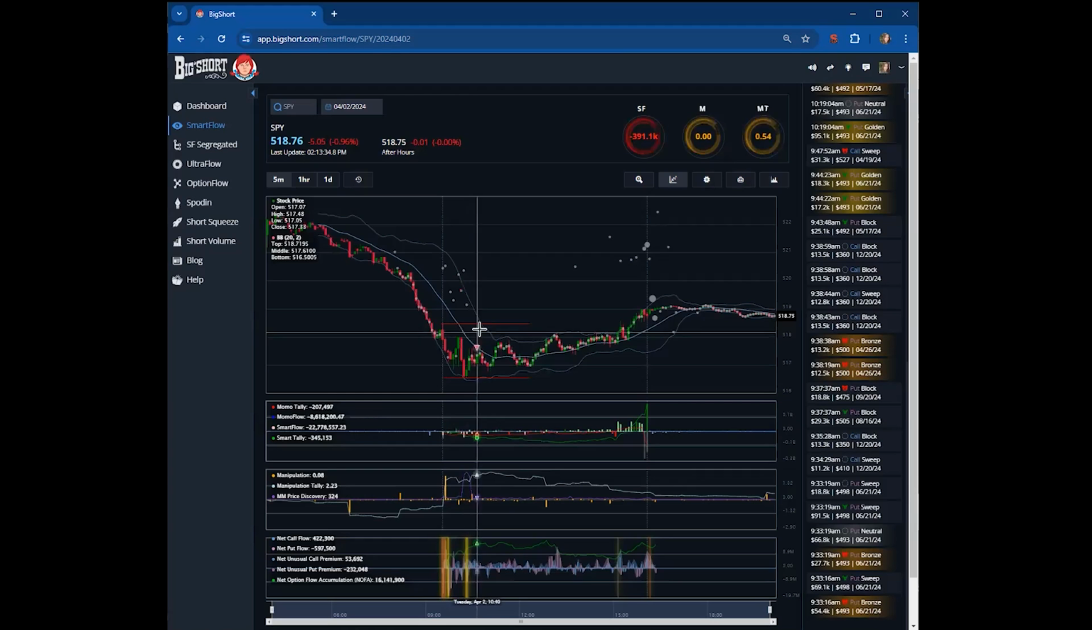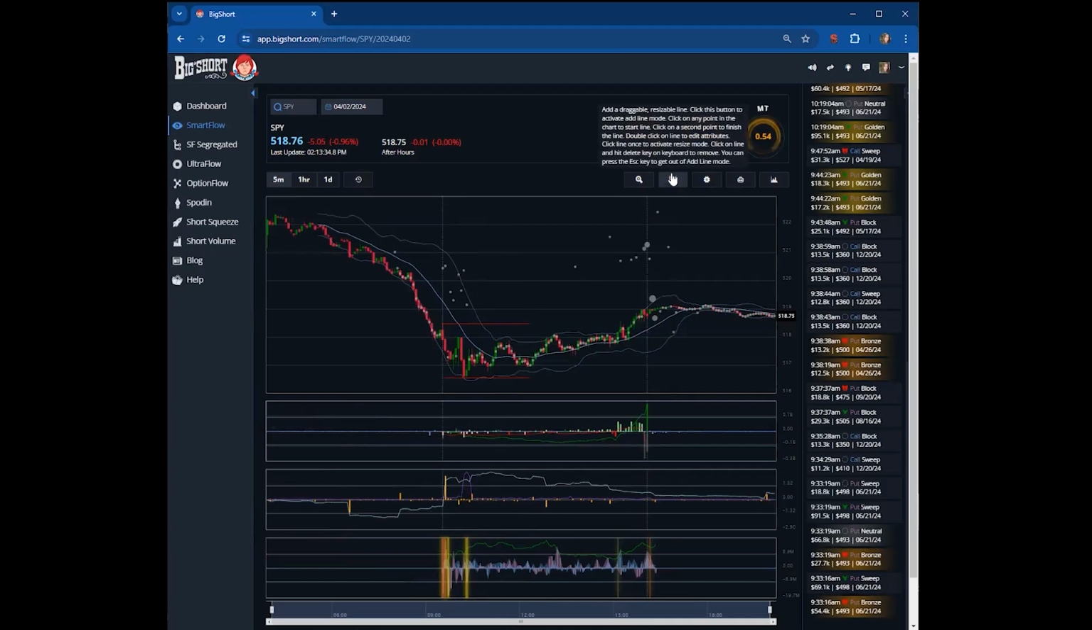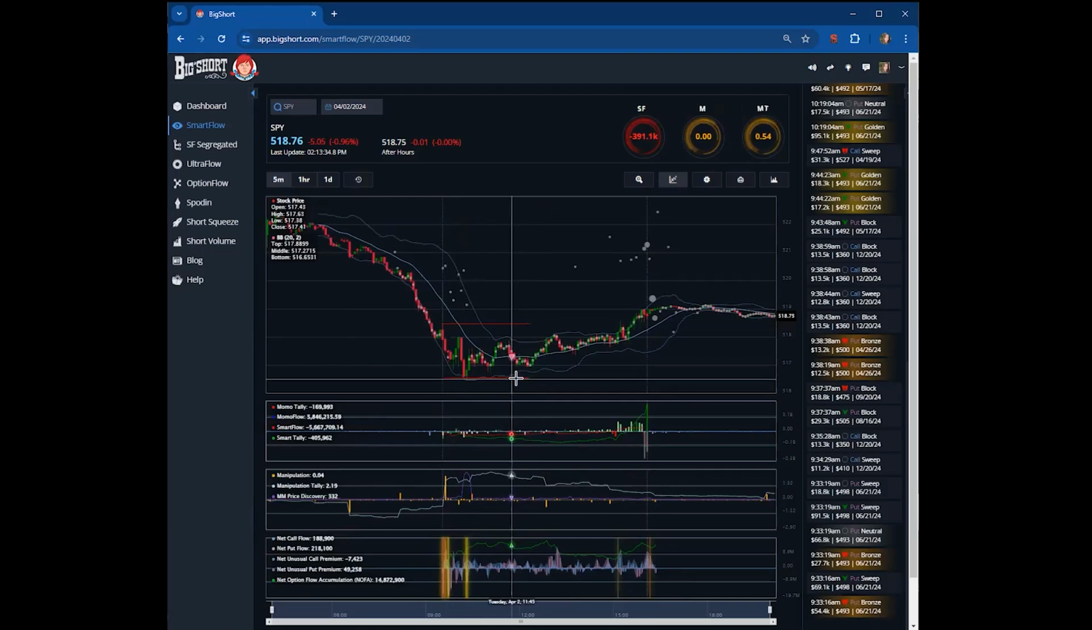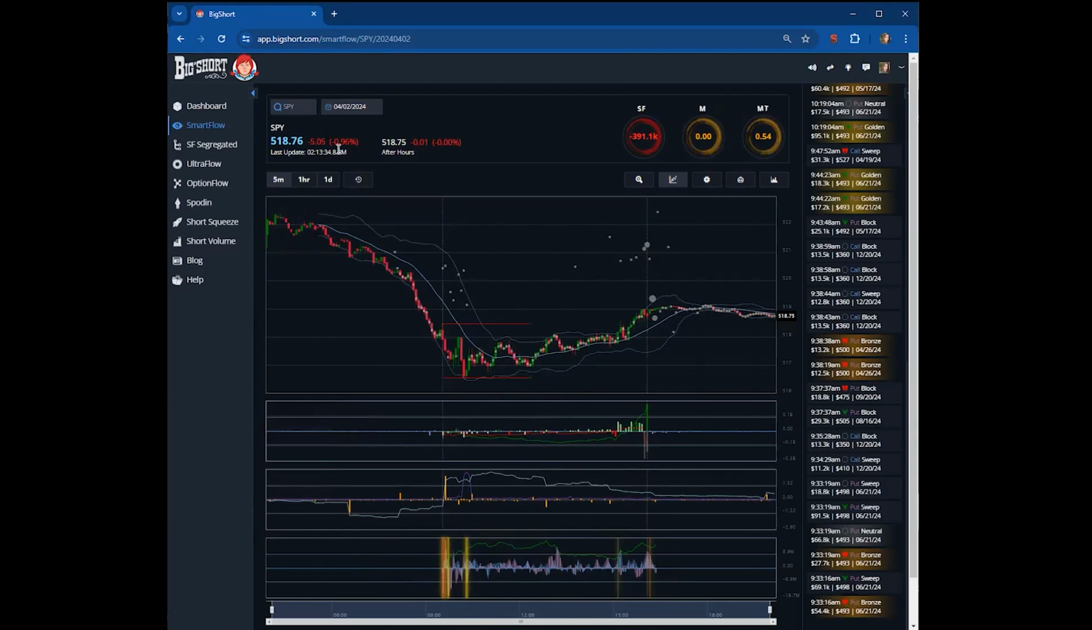And the way that I keep track of what the opening range is, is by drawing in these lines. So I drew in those lines just by clicking this button here, and then just clicking and dragging my lines. So any questions so far before I start getting into the chart?